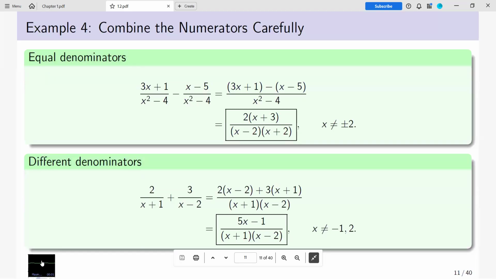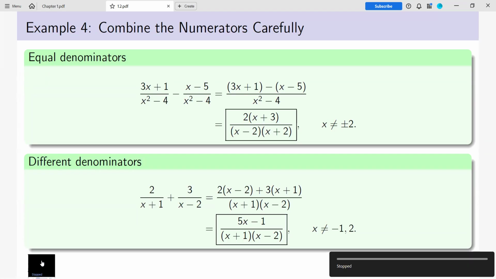The first expression already has a common denominator, but parentheses are essential when subtracting the second numerator. The second expression requires an LCD before the numerators can be combined.